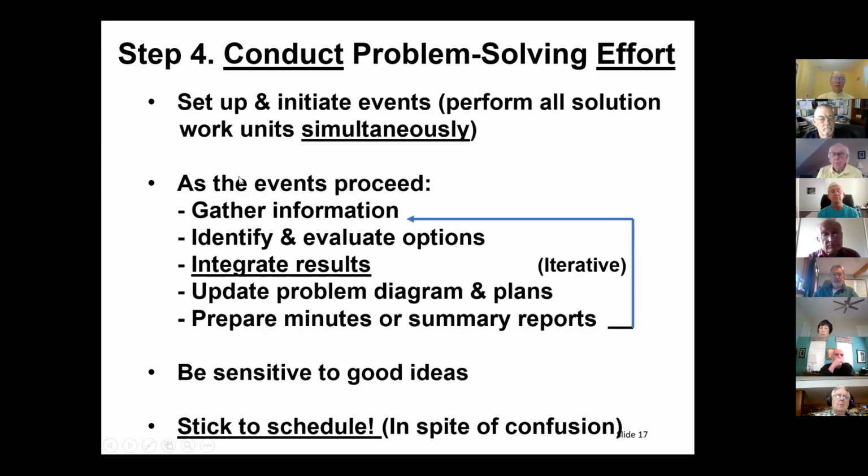So you have these different teams looking at these different options or whatever it is that they're looking at. They're gathering information. They're identifying different options. They're evaluating these options in depth. And then as results start to form, the teams start to integrate these results. Remember, we said there are systems problems, so we try to integrate results into systems of solution. And as we go, we update the problem diagram and prepare ongoing minutes and summary. That's to get the information flow from all the efforts throughout the entire problem solving team.